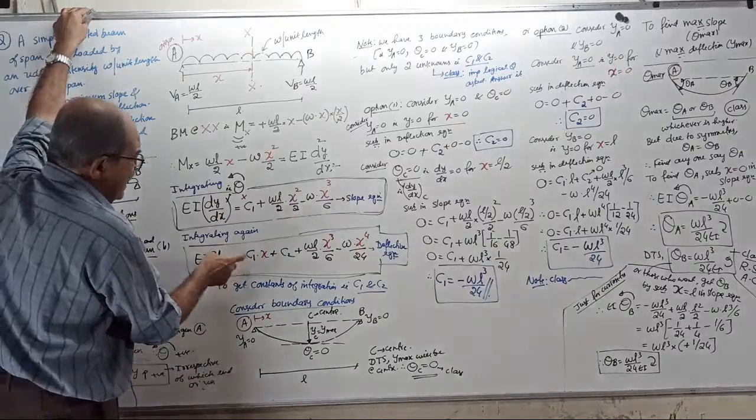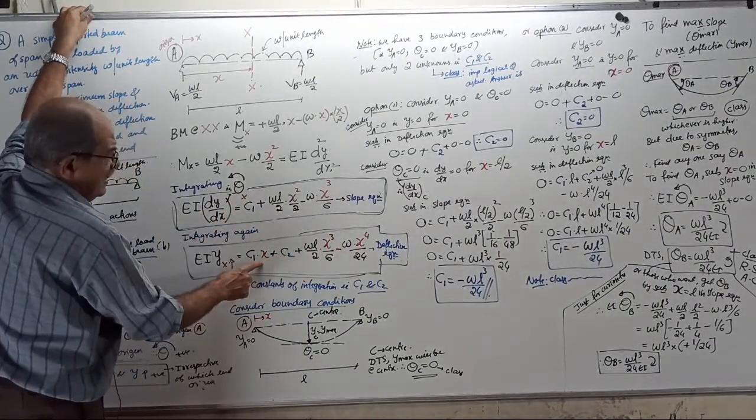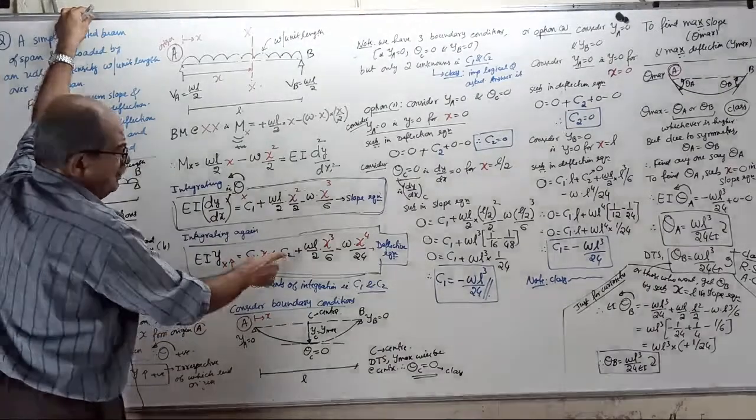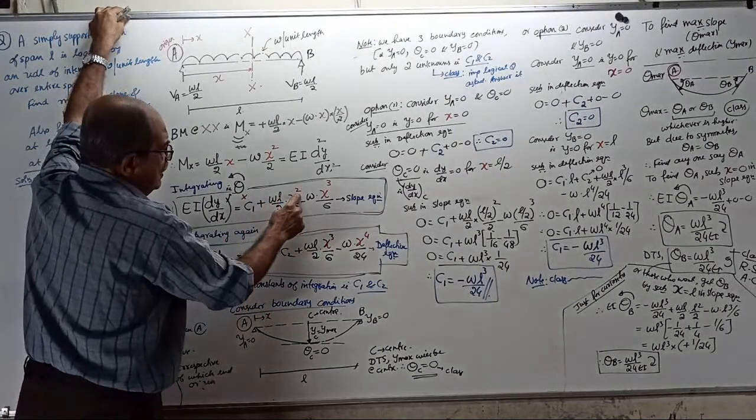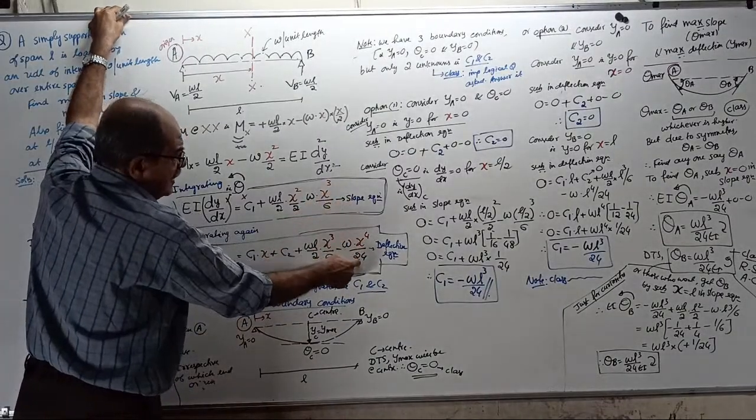Okay. Once again integrate. C1 becomes C1x. See, the blue color is constant. X is variable plus C2. WL by 2 into x cube by 6. W into x power 4 by 4 into 6, 24.